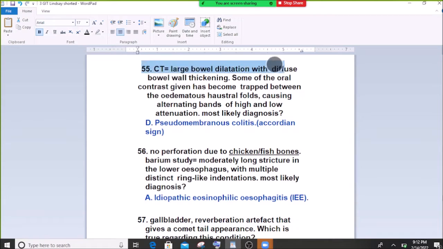35. Series was large bowel dilated with diffuse bowel wall thickening. Some of the oral contrast given has become trapped between the haustral folds, causing alternating bands of high and low attenuation, diagnosed as pseudomembranous colitis. This is also called the accordion sign. Bowel dilatation, thickening, then contrast trapped between the haustral folds, causing alternating bands of high and low attenuation. This is the accordion sign.